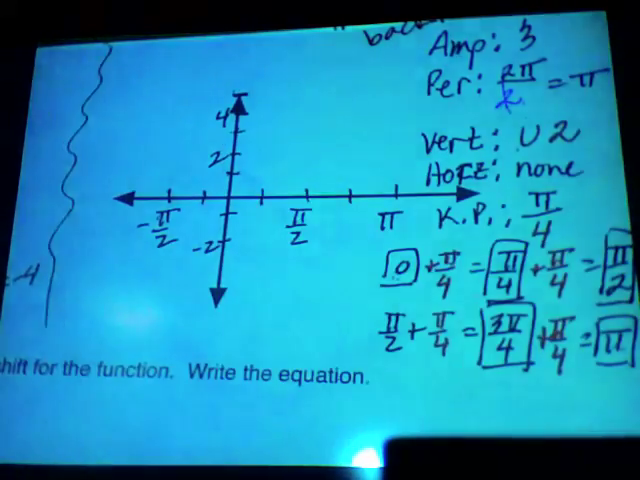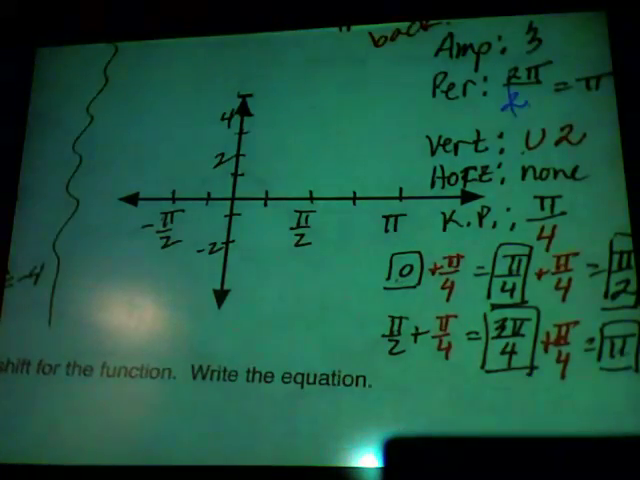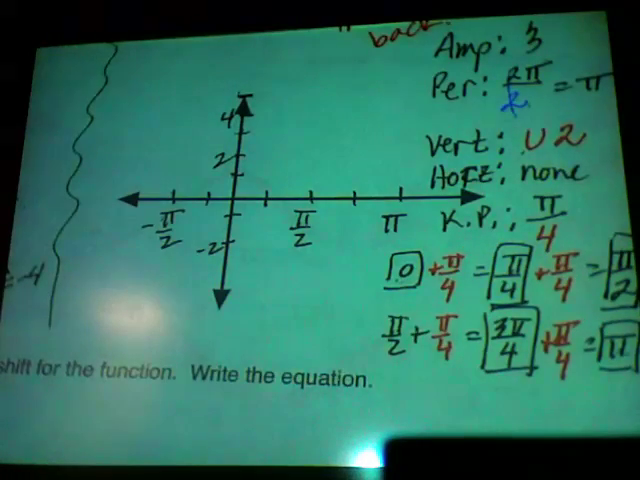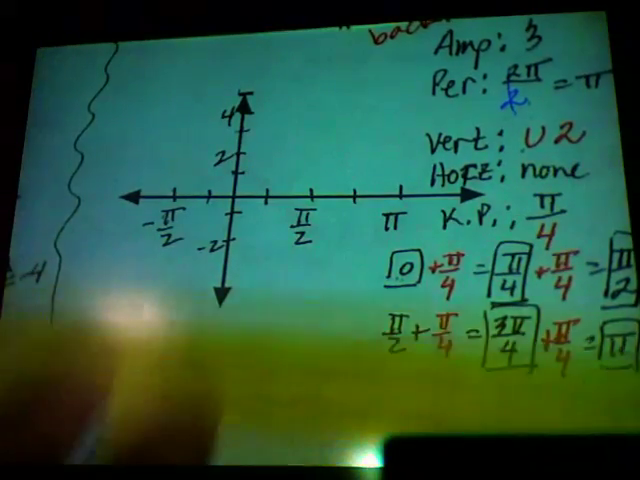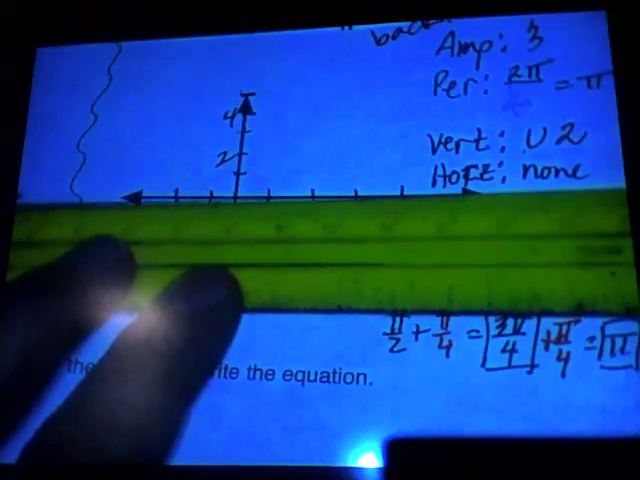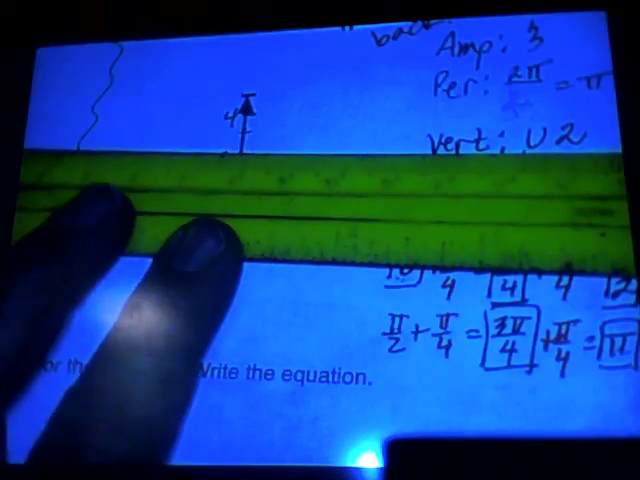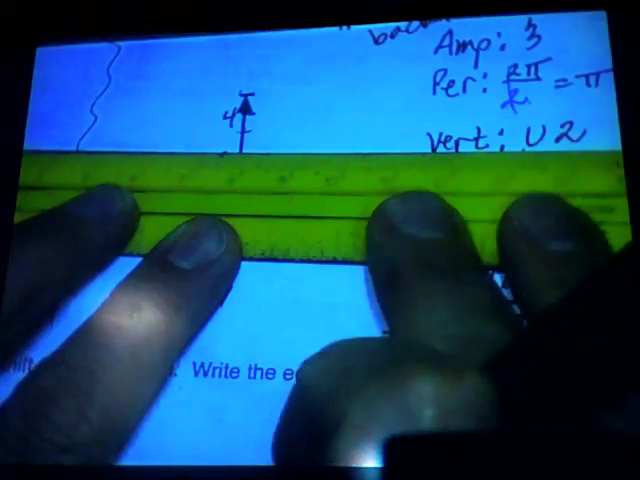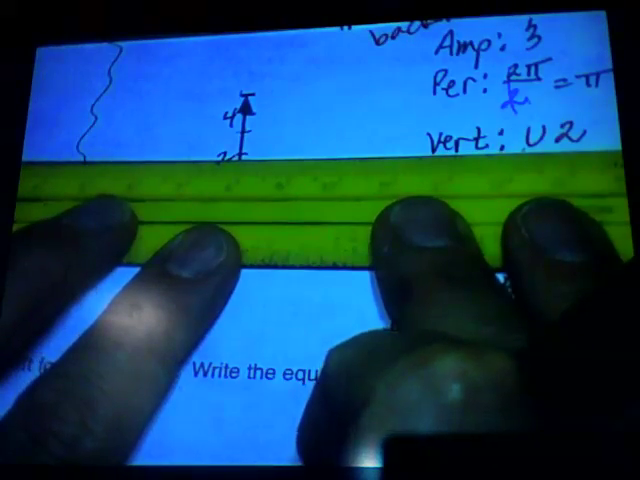So 2, 4, negative 2. Because I had a vertical shift, what do I want to make sure I add in there? Here's my y-axis. I want to shift it up 2. So this is y equals 2.